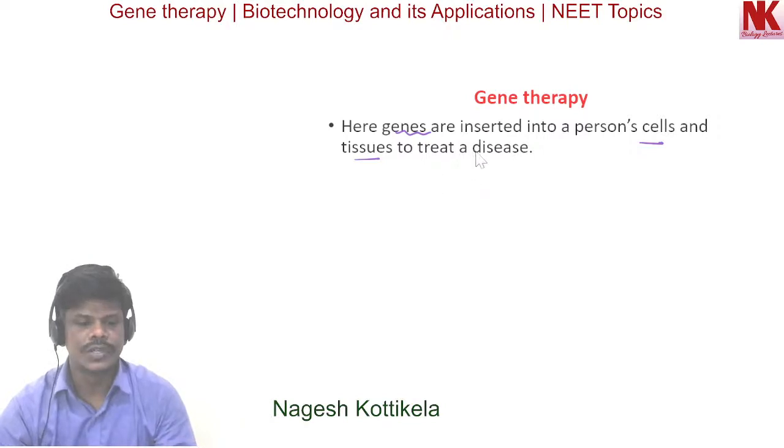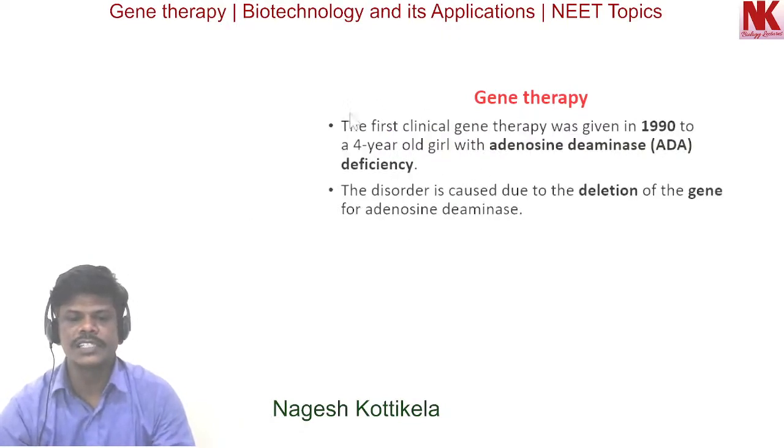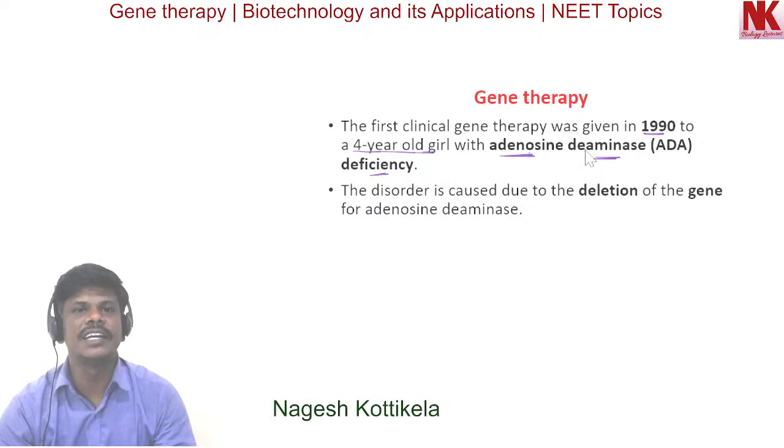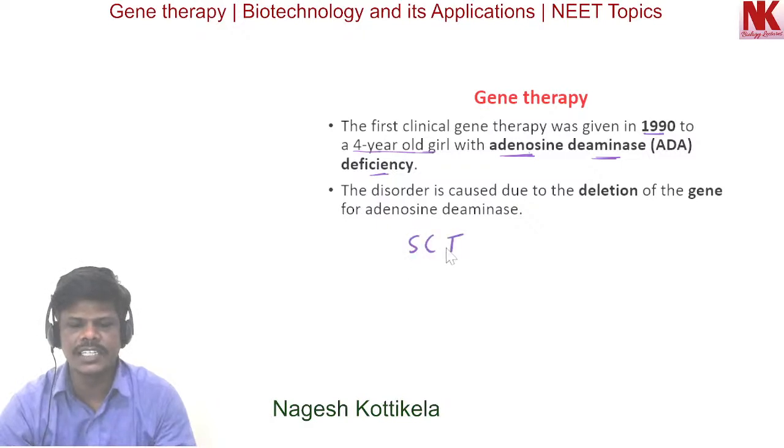Now if we go into the details, the first clinical gene therapy was given in 1990 to a 4-year-old girl with adenosine deaminase deficiency. The enzyme adenosine deaminase deficiency leads to a disease called SCID. This is severe combined immunodeficiency.